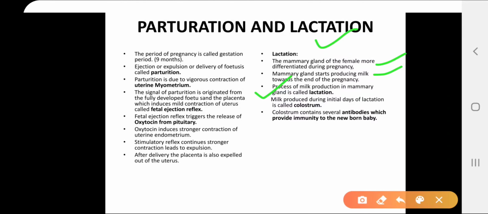The milk produced during the initial days of lactation is called colostrum. Colostrum is very important for developing immunity in the infant. Colostrum contains several antibodies which provide immunity to the newborn baby.